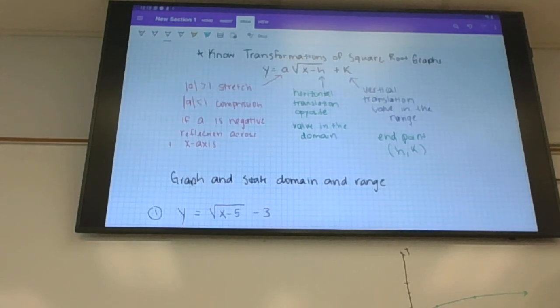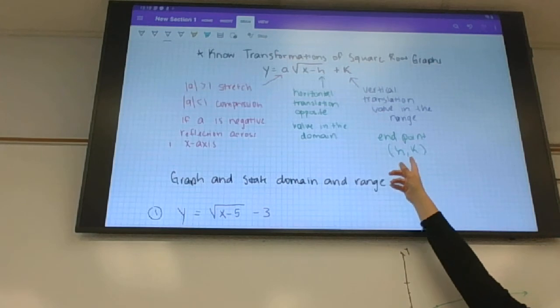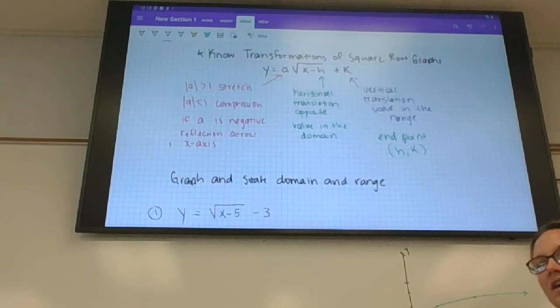Keep your conversations down. So, A indicates a stretch, compression, or reflection like it always has. H underneath the radical bar shows a horizontal shift, shift left or right. And K at the end is a vertical shift, a shift up or down. This is super helpful. The end point is H comma K. So this one ends at 0, 0. But as soon as we start adding numbers in, this dot moves around. So the end point is the number in the H spot and the K spot.